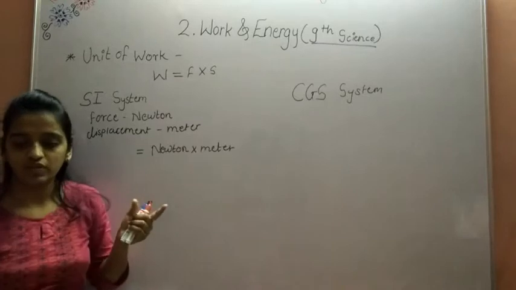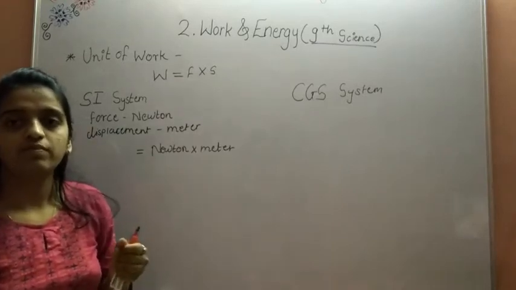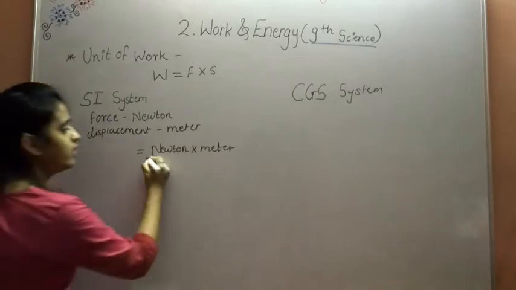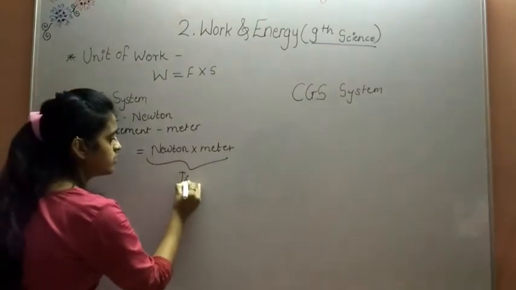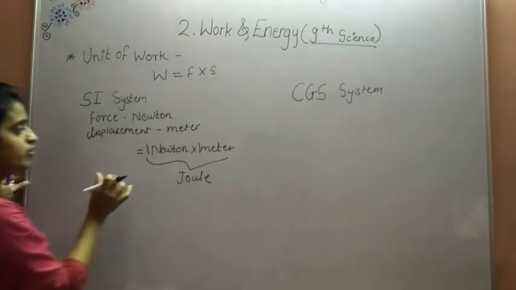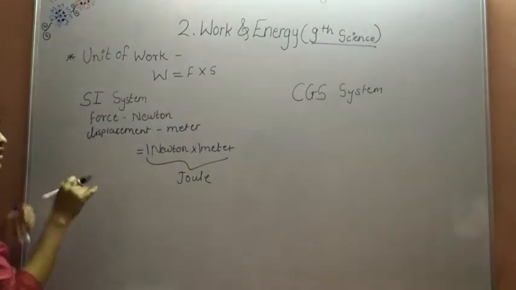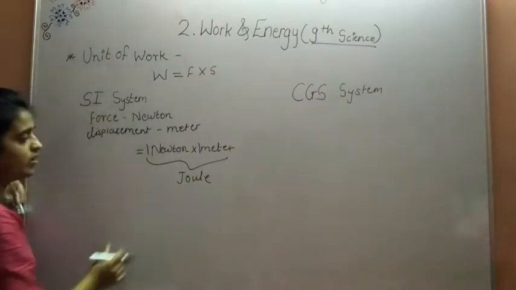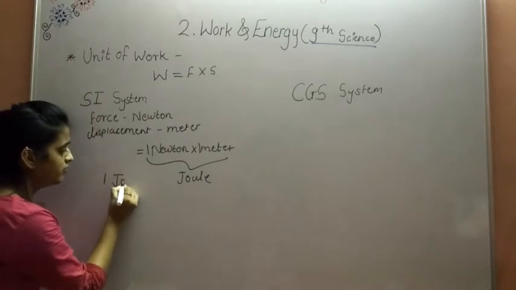If a force of 1 Newton displaces an object by 1 meter, this unit is called a joule. It means a force of 1 Newton displaces an object by 1 meter. So this unit is called 1 joule.